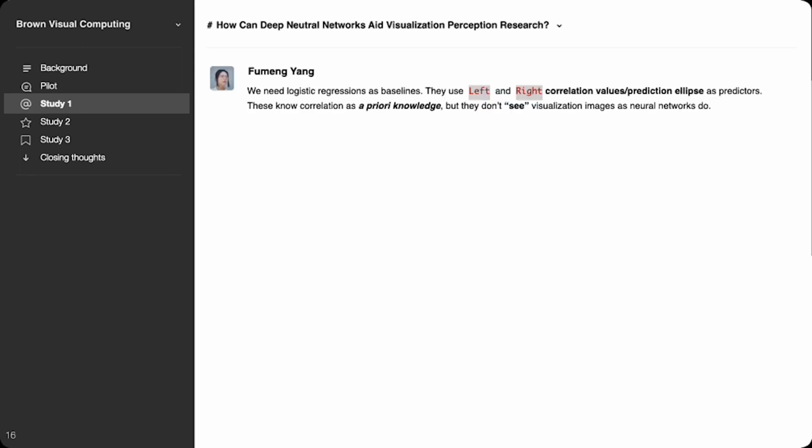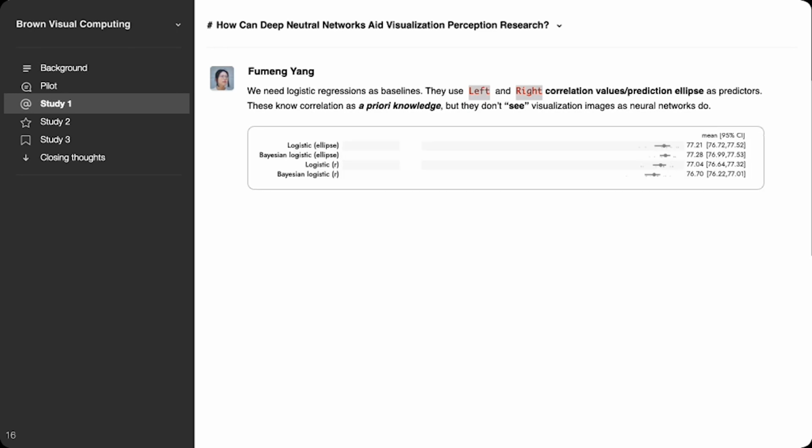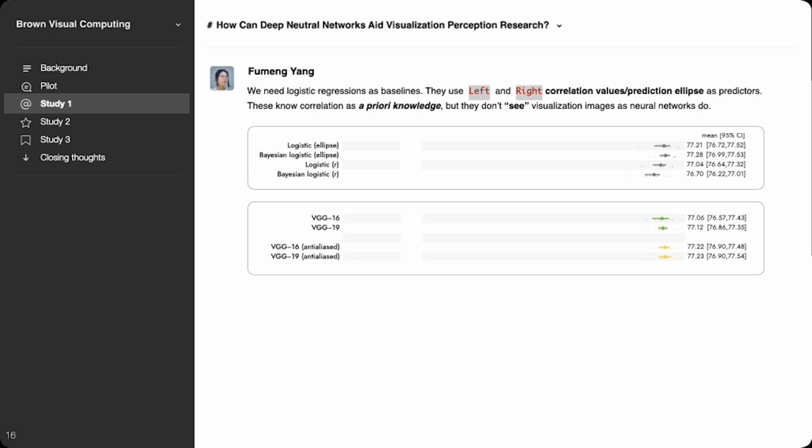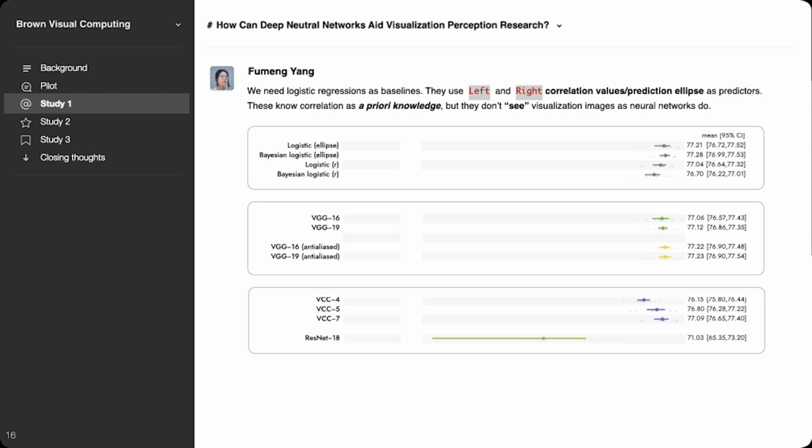So the most important findings are, first, we have to use the logistic regressions as baselines. They use left and right correlation values as predictors. They know correlation as a priori knowledge, but they don't see visualization images as neural networks do. Second, logistic regressions, VGGs, anti-aliased VGGs, and our own design VGGs performed similarly well. Therefore, we know deep neural networks work for this specific dataset.